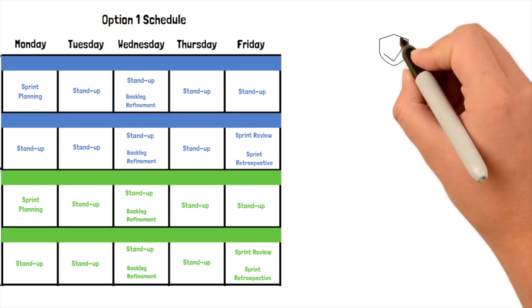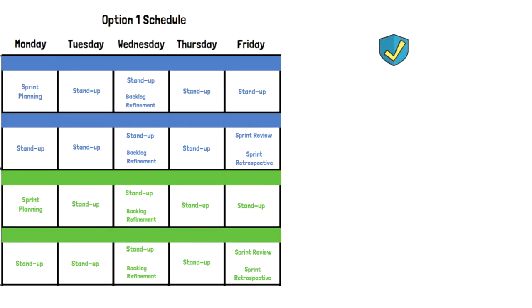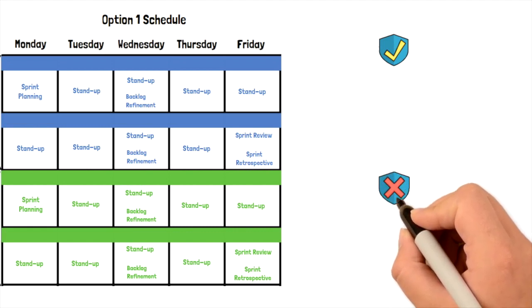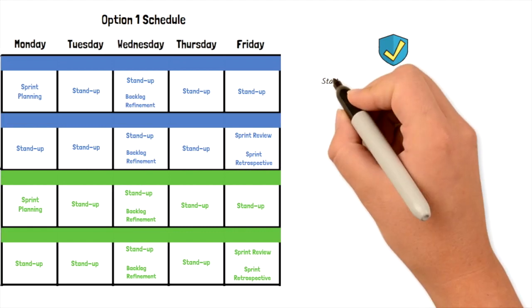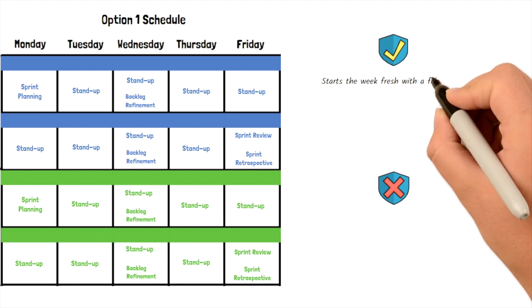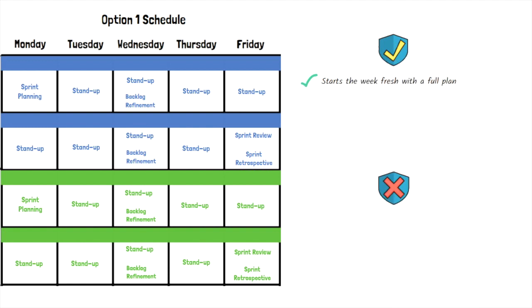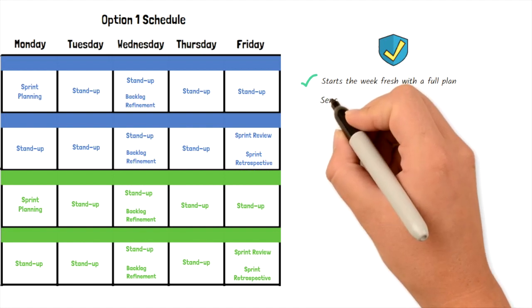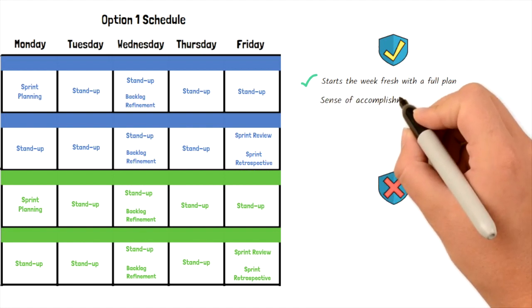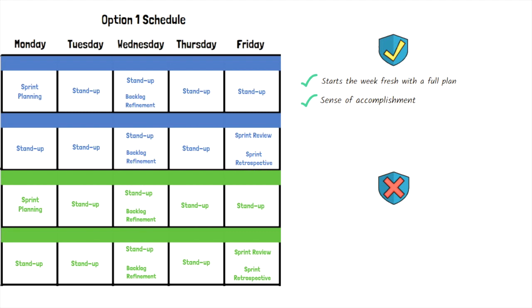Let's review the upside and downside for this calendar option. The upside of option 1 is having the sprint planning on Monday starts the week fresh and provides a plan for the rest of the week. Ending the sprint on Friday with sprint demo and retro gets the team to feel a sense of accomplishment before the weekend and can be followed by some kind of celebration.